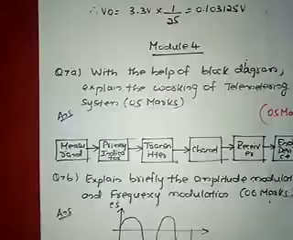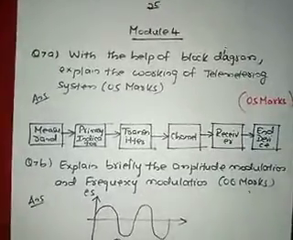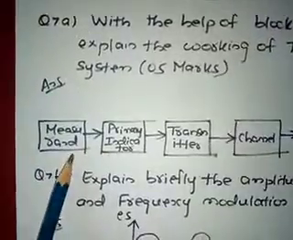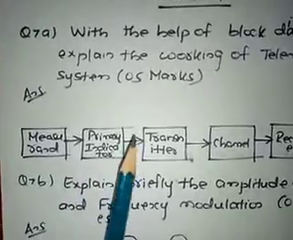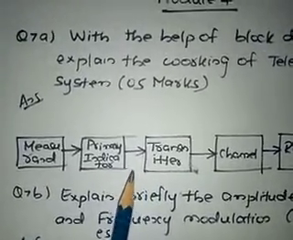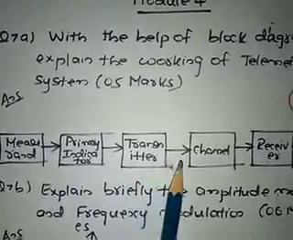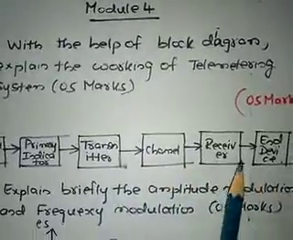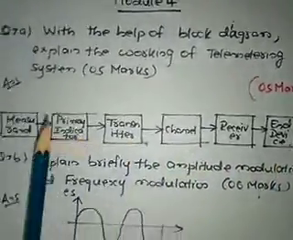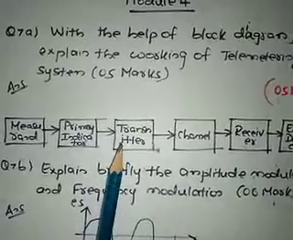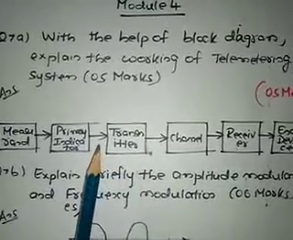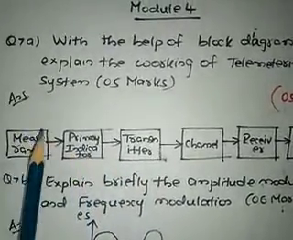So this telemetering system consists of various blocks. The first block is measurand, then primary indicator, transmitter, channel, receiver, end device. So these are the various blocks of the telemetering system. Let us see the functions of each of these blocks.